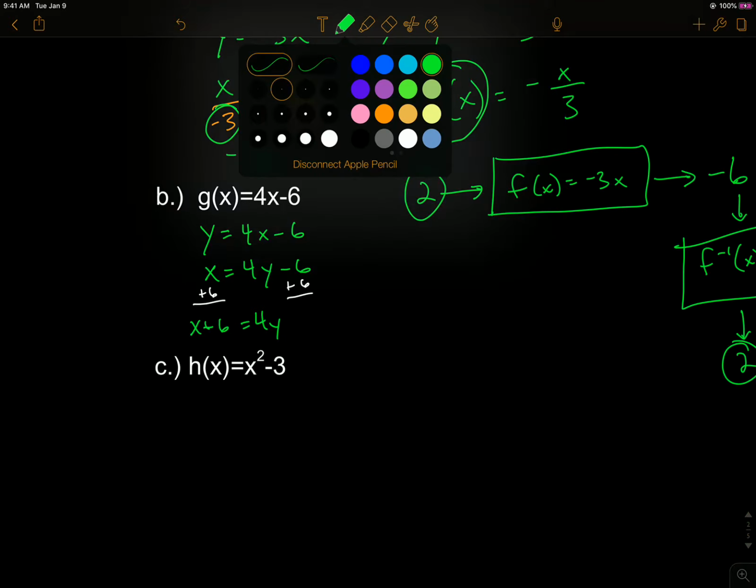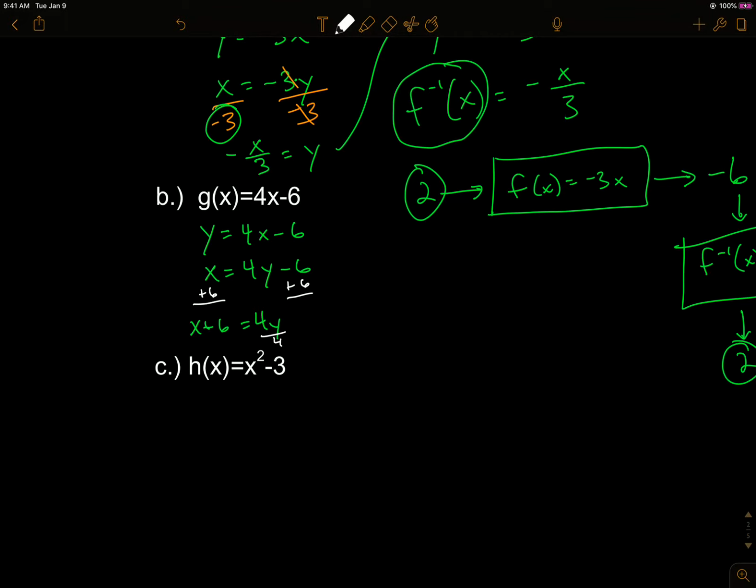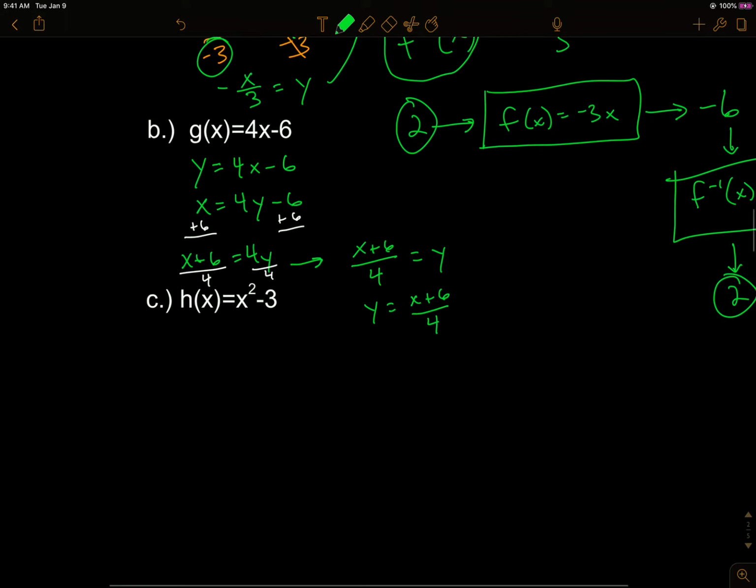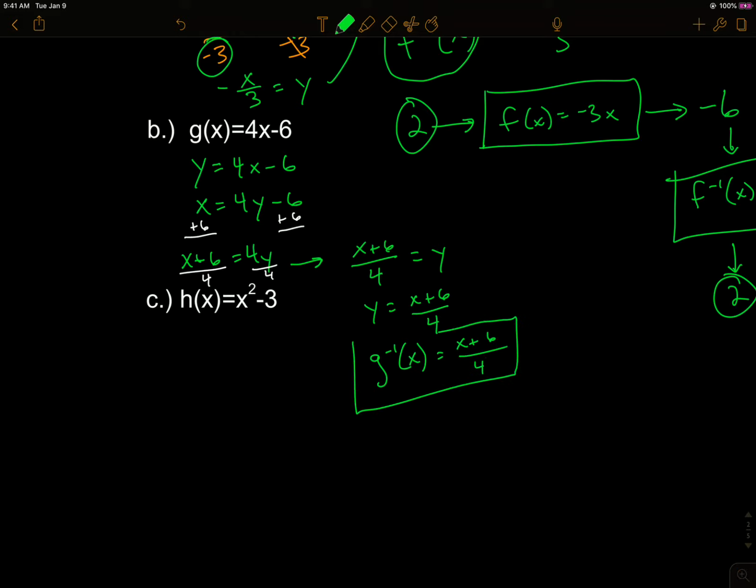Now I'm going to divide by 4 on both sides. Got to divide the whole side by 4. So that means I get x plus 6 divided by 4 equals y. If I rewrite that, I get y equals x plus 6 divided by 4. And then I use my inverse notation on the final step. Again, we don't want to call it g of x because it's not g of x. It's the inverse of g. It's going to undo whatever g did to a number.